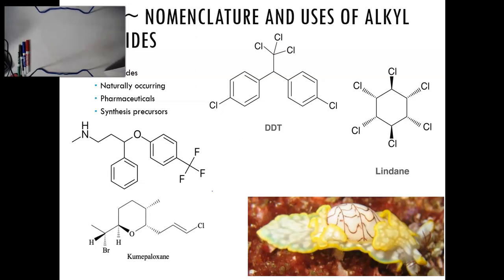Those both fall under insecticide types. And then the one that has the 3 fluorines attached is fluoxetine, which is the common name for Prozac. Underneath that, one of the repellents, the Guam bubble snail, is shown there. So that one is definitely in the naturally occurring category. We have our pharmaceutical, our fluoxetine, our Prozac, and then the category there is synthetic precursors. As we talk about reactions in this chapter, we'll see how we can turn an alkyl halide into a lot of different functional groups. So these are used as the starting point for a lot of other reactions.